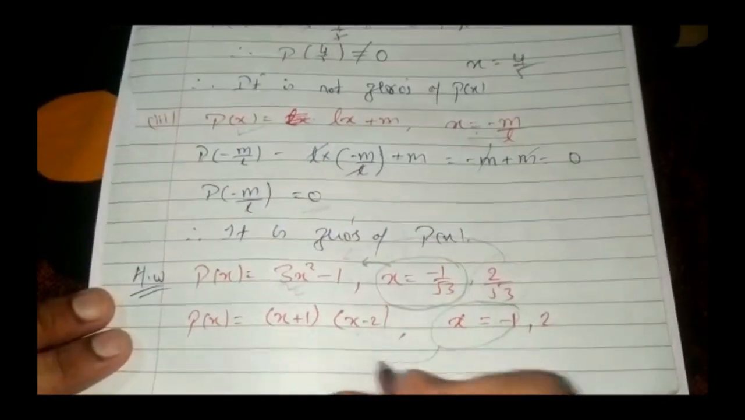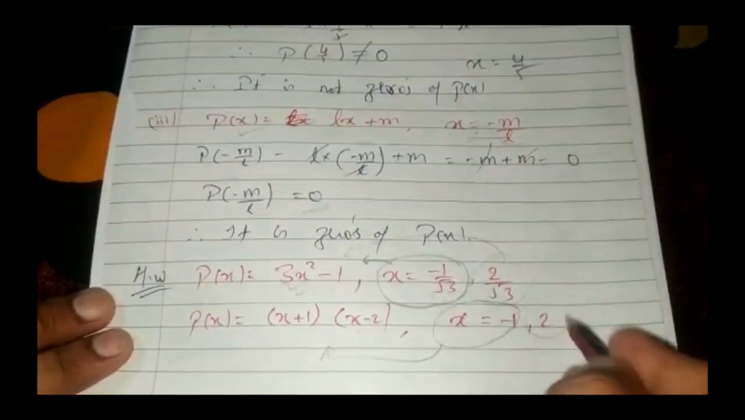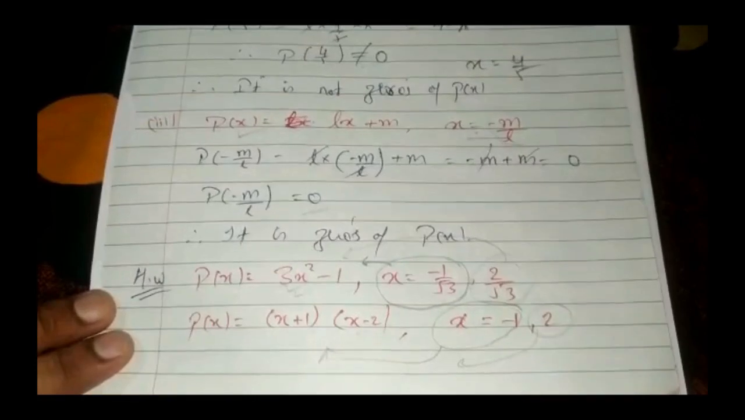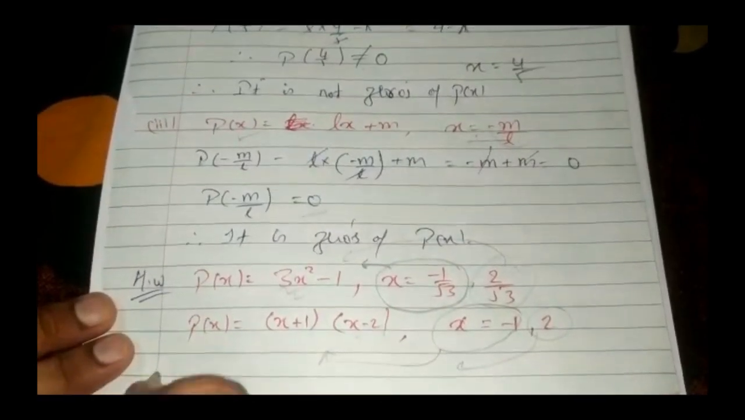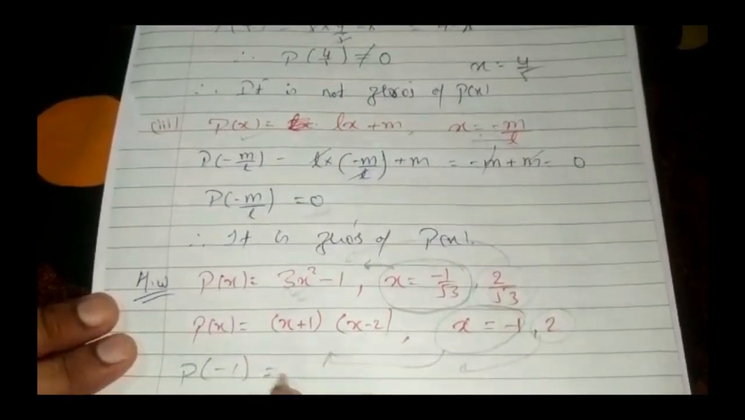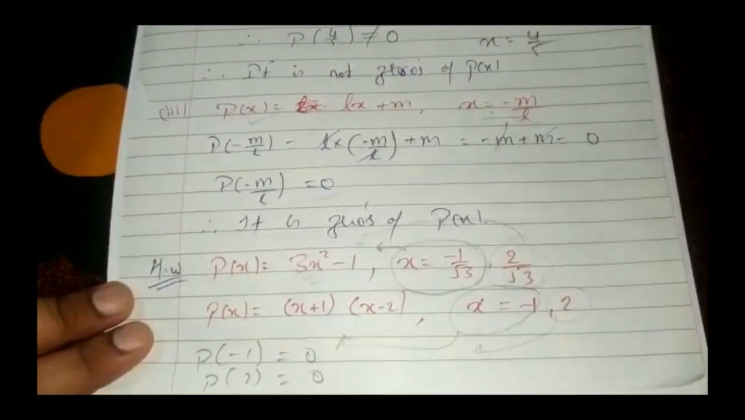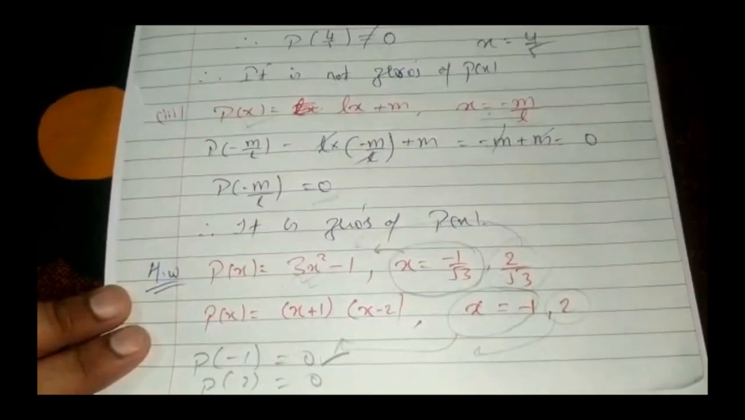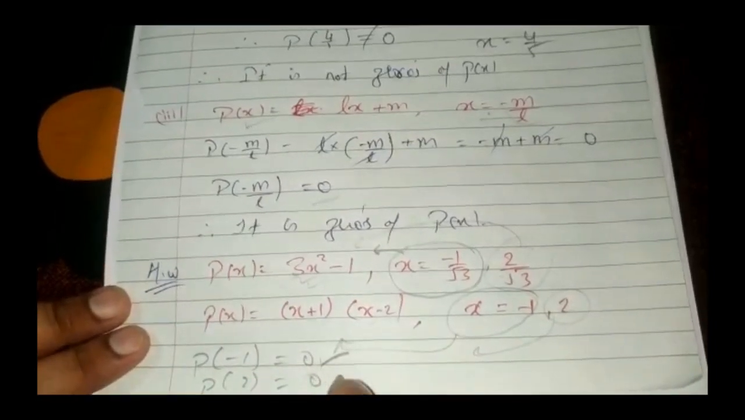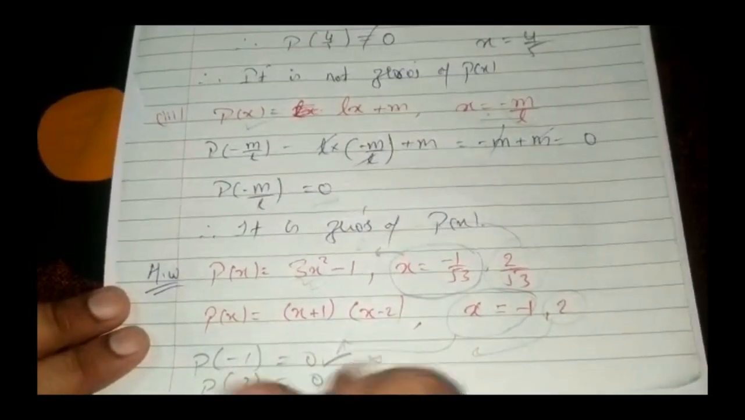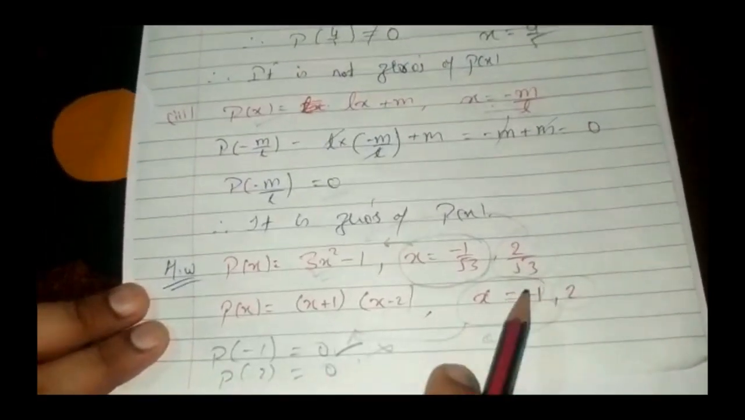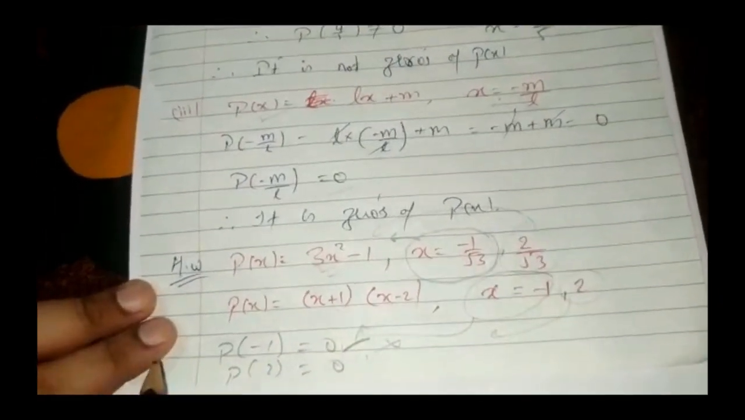Initially you have to put x = -1, and then you have to put x = 2 in that particular polynomial, and check whether p(-1) is equal to 0 or not, and p(2) is equal to 0 or not. If it comes 0, then we can say that yes, it is a zero of the polynomial. If it does not come, then we can say that it is not a zero of the polynomial. So you have to check it on your own. Do it at home. Thank you.